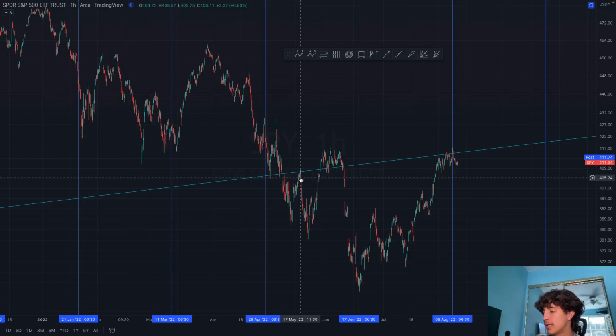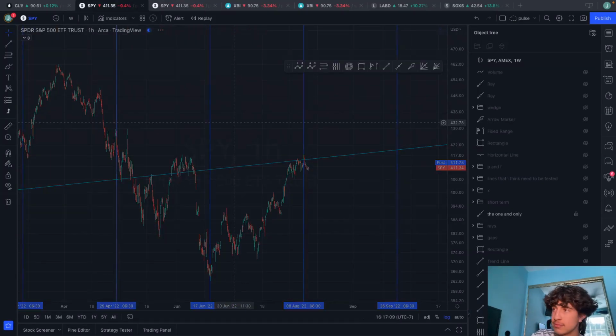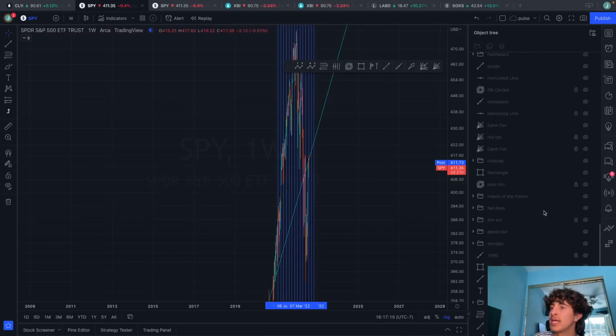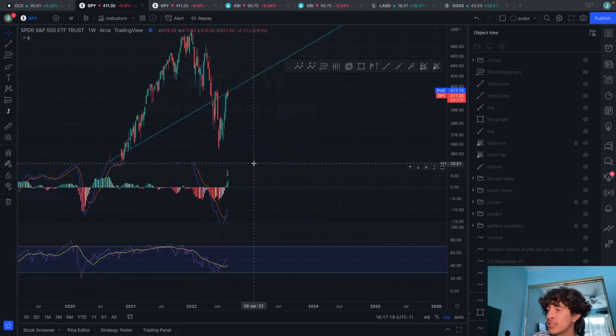The cycles, I showed you that, the sequence count, pulse zones, weekly RSI. This is really big. This is actually really important. Something you want to be watching for the next 2 weeks specifically, I would say, is the weekly RSI. The weekly RSI is at 50 right now. It is still technically in a bearish control zone.